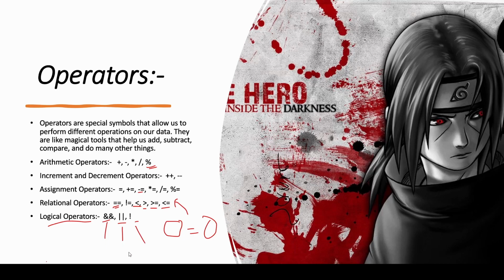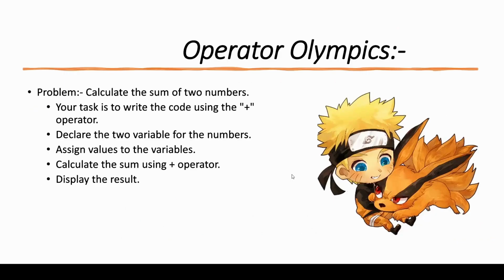So let's continue to our next section, which is Operators Olympics. It is also a task you have to complete. I give you a problem: calculate the sum of two numbers. This is the basic problem. It will use an operator. Can you comment which type of operator this is? Is this a relational operator or a logical operator, or what type of operator is this? You have to comment it in the comment section. So go and comment down below.